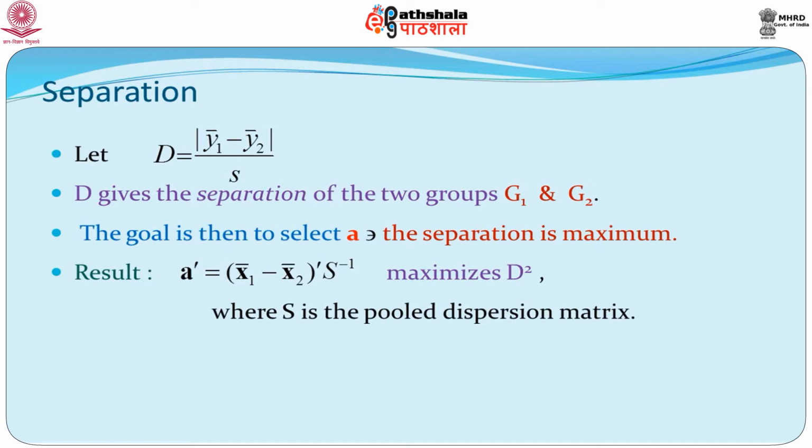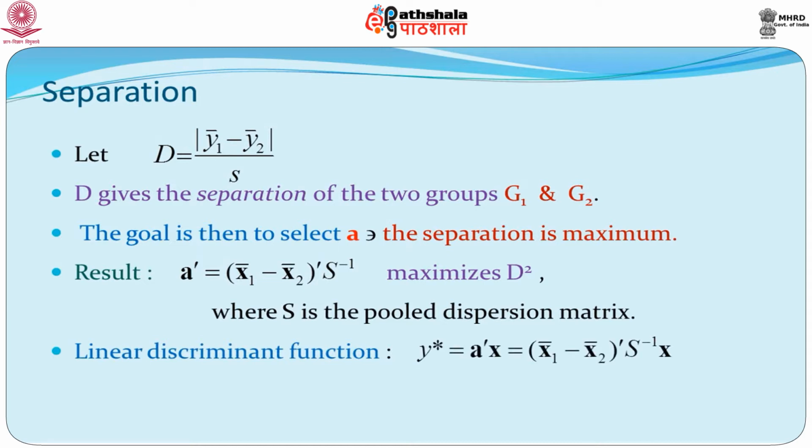So this is a sort of a normed difference between the two means, the mean of the first group of x and the second group of x. And the linear discriminant function y star came out to be A prime x. This is the choice of A that we have, (x1 bar minus x2 bar) prime S inverse, which multiplied by x gives us the corresponding linear discriminant function y star.